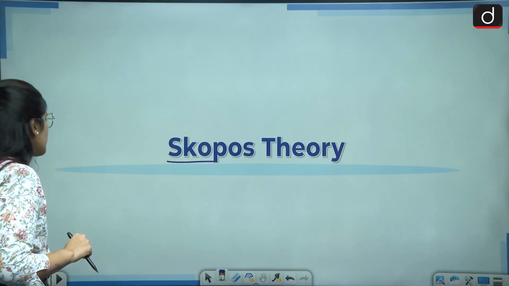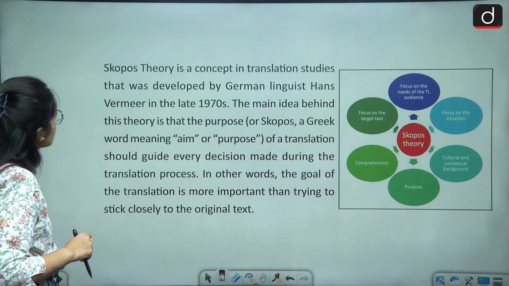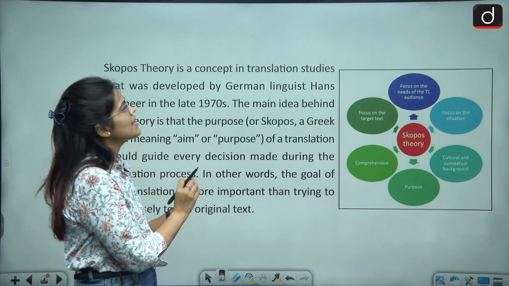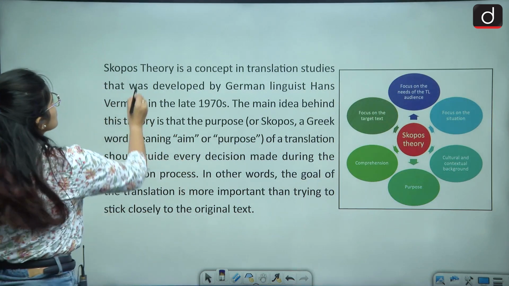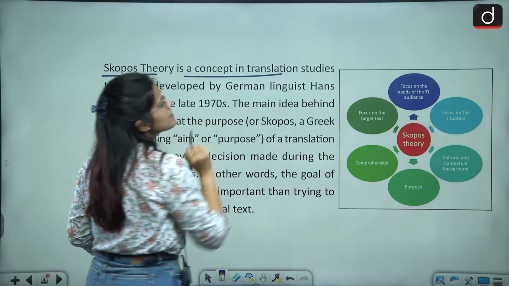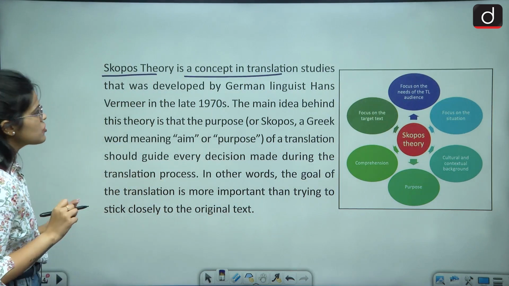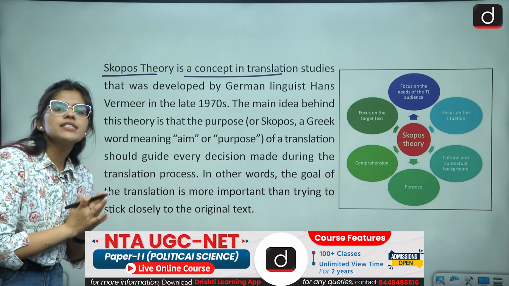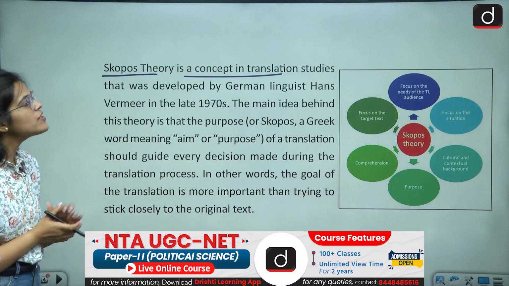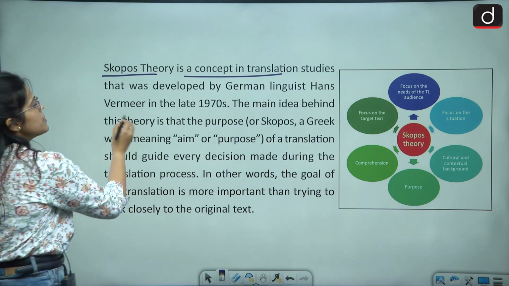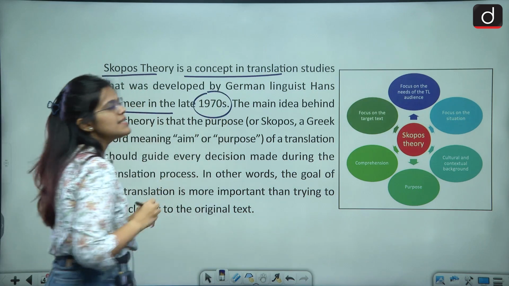कि Skopos theory क्या होता है? Okay. So let us study about what exactly is Skopos theory. So Skopos theory is a concept in translation studies. सबसे पहले ये समझना है ये कहाँ से आया था क्वेश्चन. तो ये ट्रांसलेशन स्टडीज से आया and it was developed by a German linguist Hans Vermeer in the late 1970s.